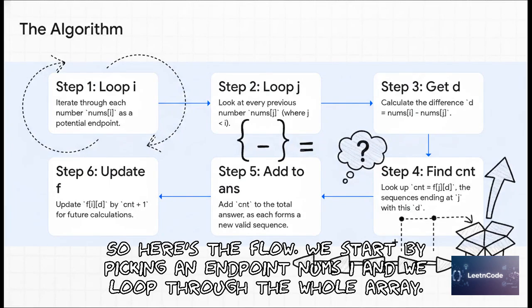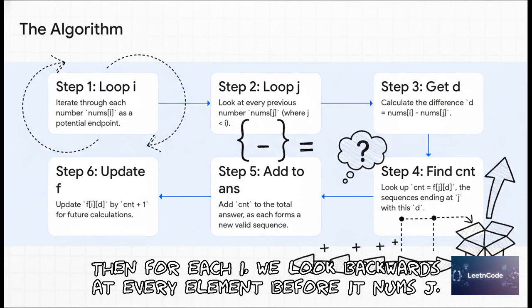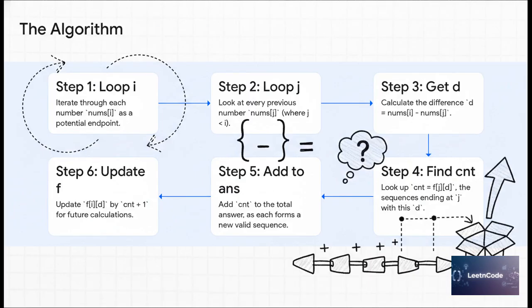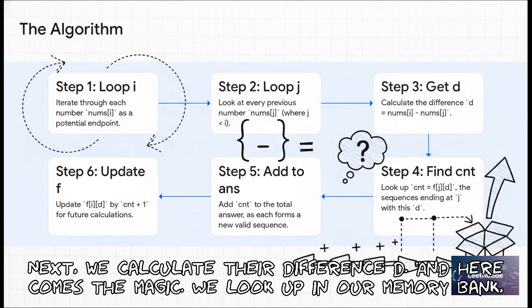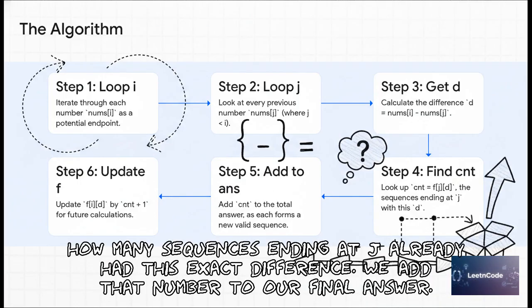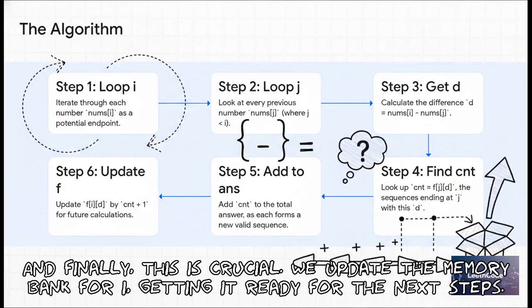So here's the flow. We start by picking an endpoint nums[i], and we loop through the whole array. Then, for each i, we look backwards at every element before it, nums[j]. Next, we calculate their difference, d. And here comes the magic. We look up in our memory bank how many sequences ending at j already had this exact difference. We add that number to our final answer. And finally, this is crucial, we update the memory bank for i, getting it ready for the next steps.